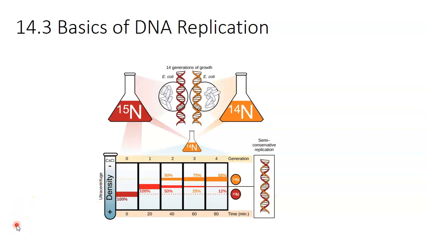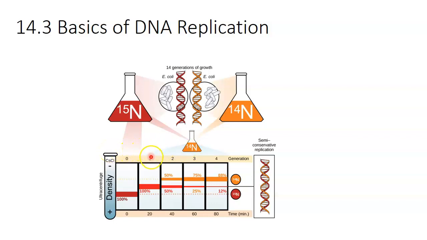Okay. So the next thing that they did was they took some bacteria out of this flask, and they put it into a new flask. And that new flask contained light nitrogen, so N14, a different isotope that was less dense. And so they let that bacteria grow for about one round of DNA replication. They isolated the DNA, and again, they separated it out on a density gradient.